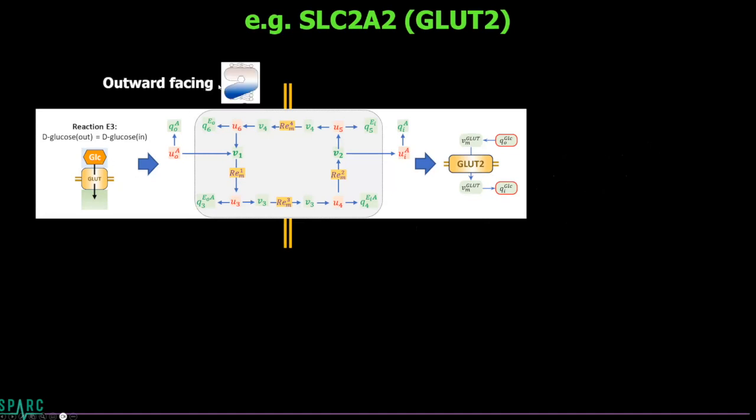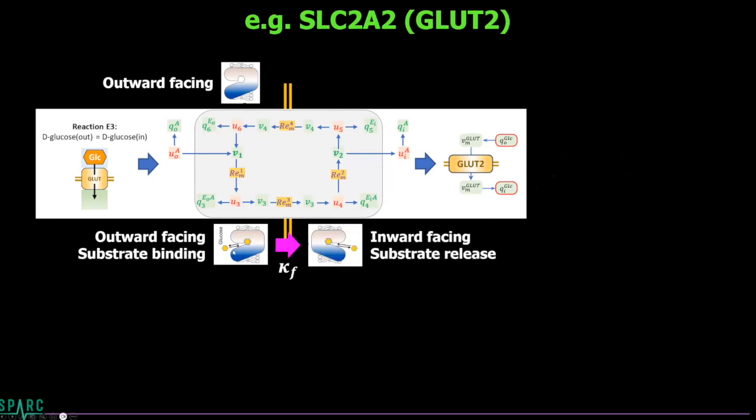And that involves the protein having an outward facing state that then binds a substrate, in this case glucose, then transitions in the membrane to a state where it's facing the inside of the cell and releasing the substrate and then returning to its original state. So it's cycling through those states, and we're dealing with the reactions involved in binding, unbinding, and forward and reverse states of the protein for this particular simple reaction.